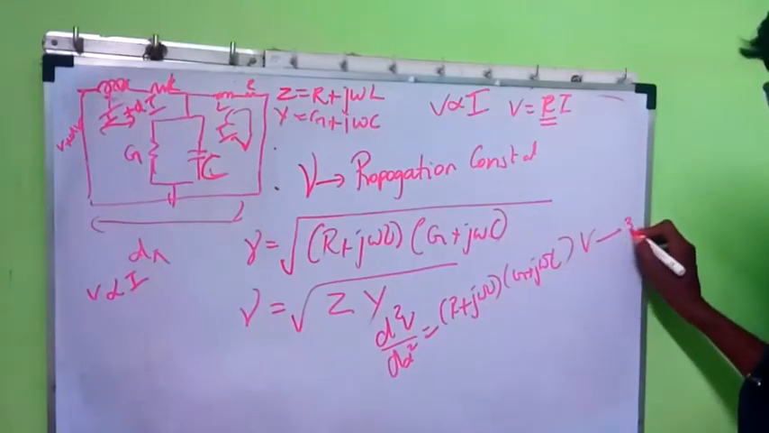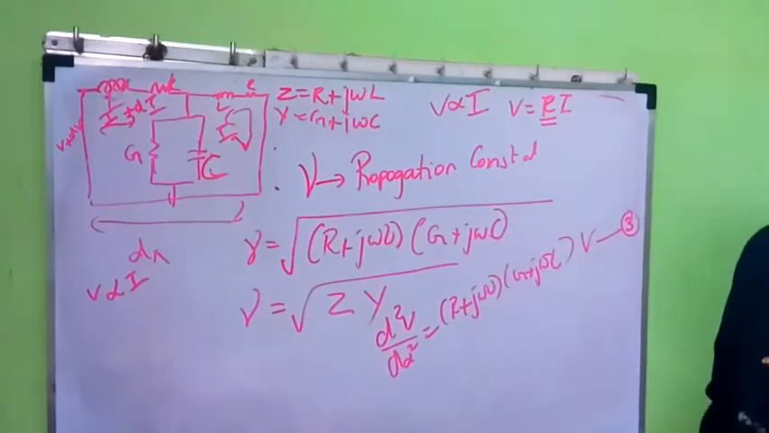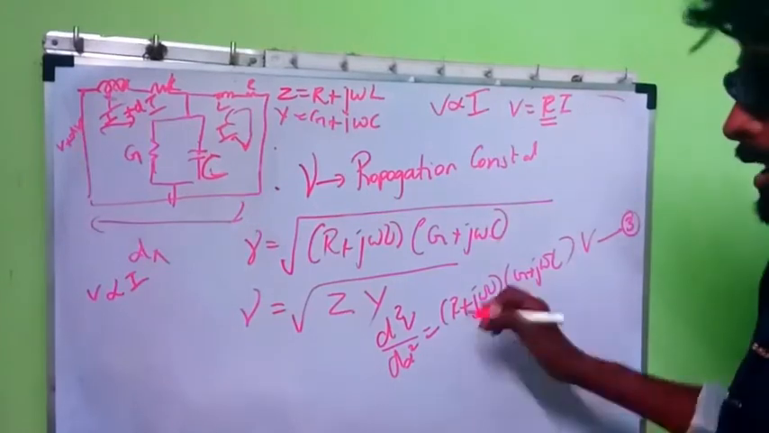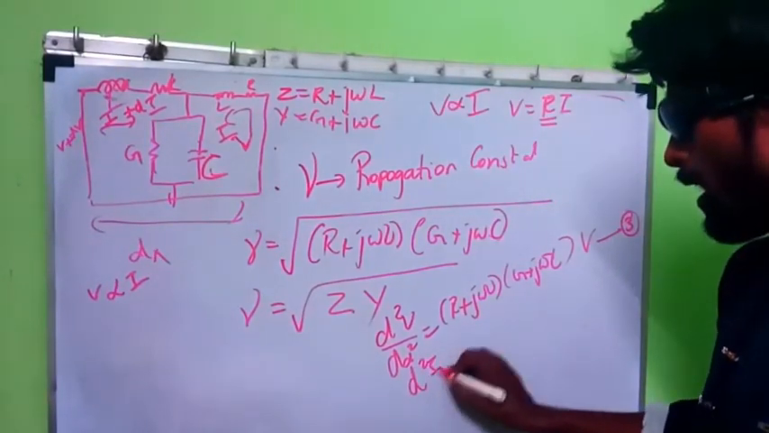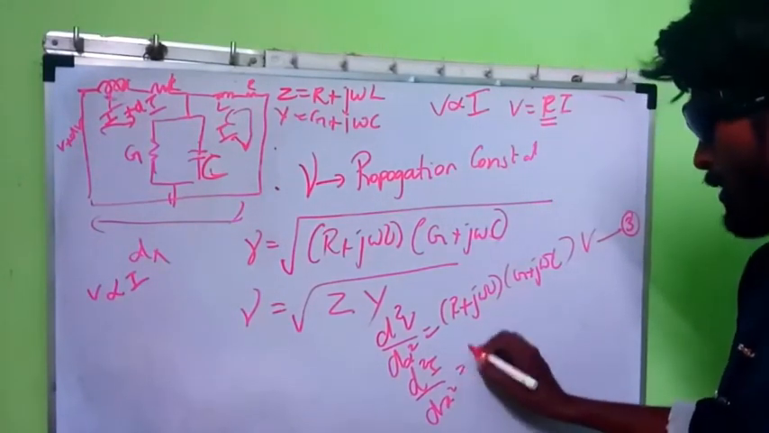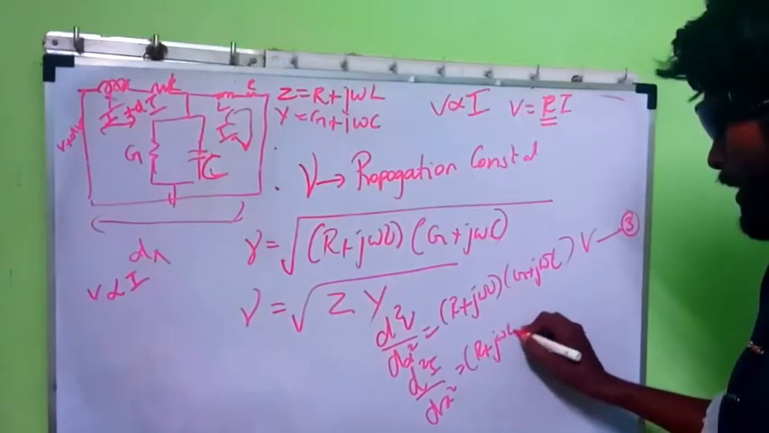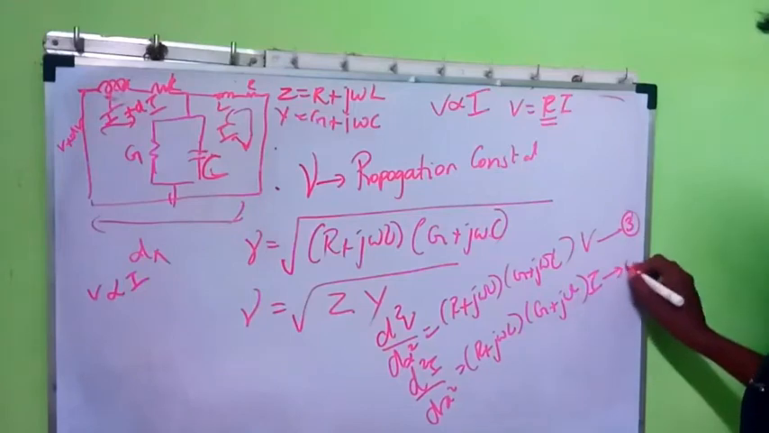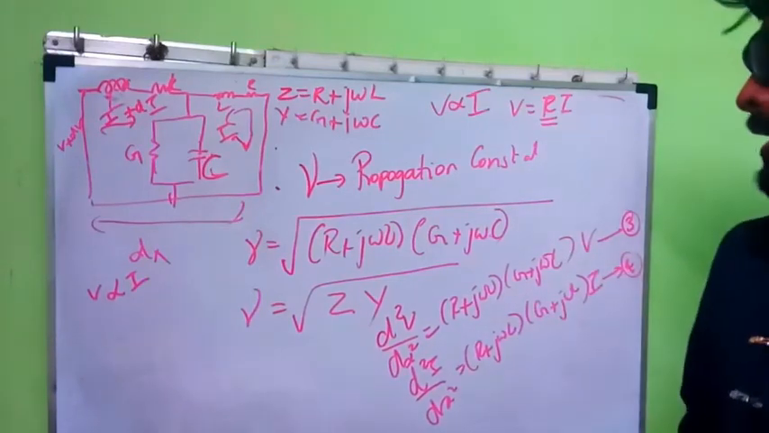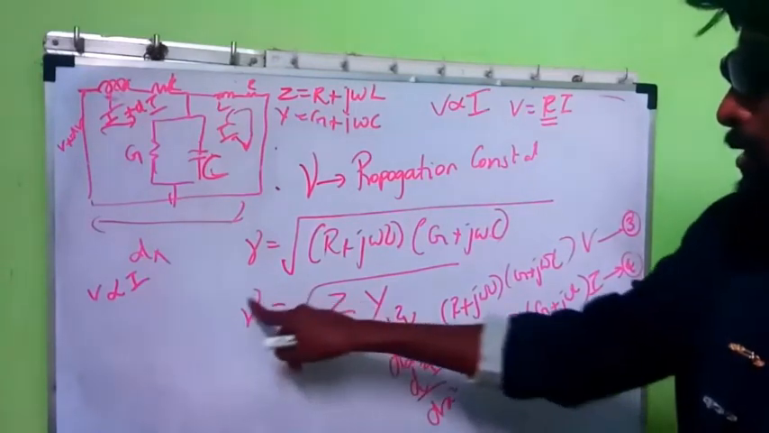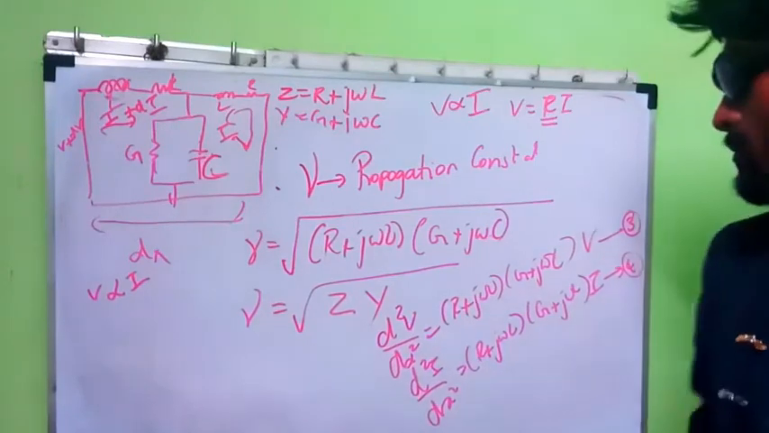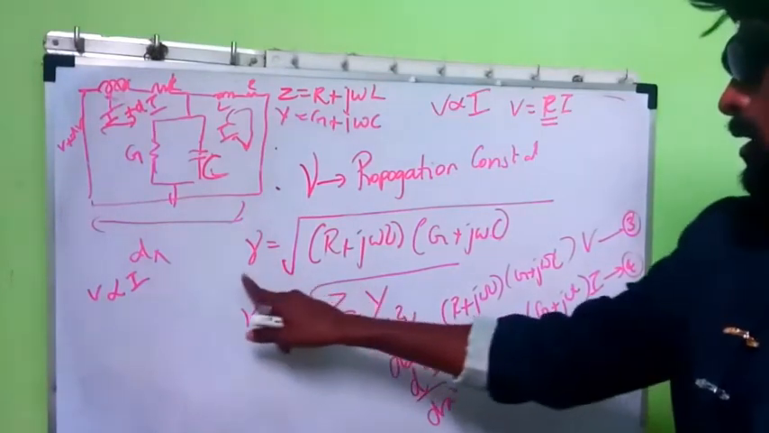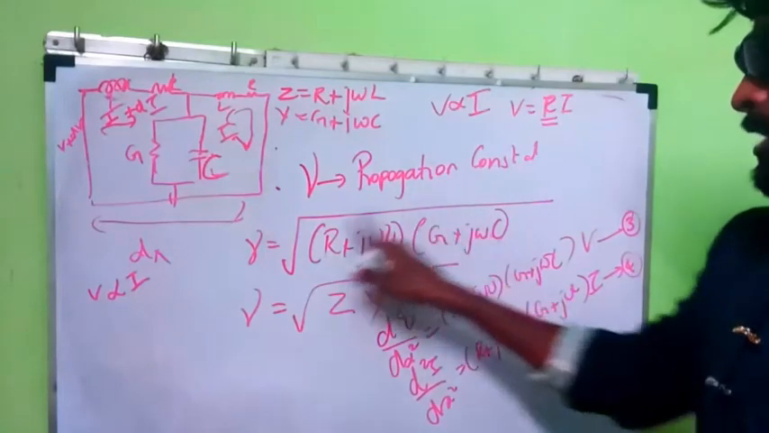You make this term as equation number 3. You got me right? It's equation number 3. And then you have the term d square I by dx square equal to R plus j omega L into G plus j omega C into I. You make that equation number 4. Okay. Now what do you do? You substitute this term here. So psi is equal to this one. Is it right?